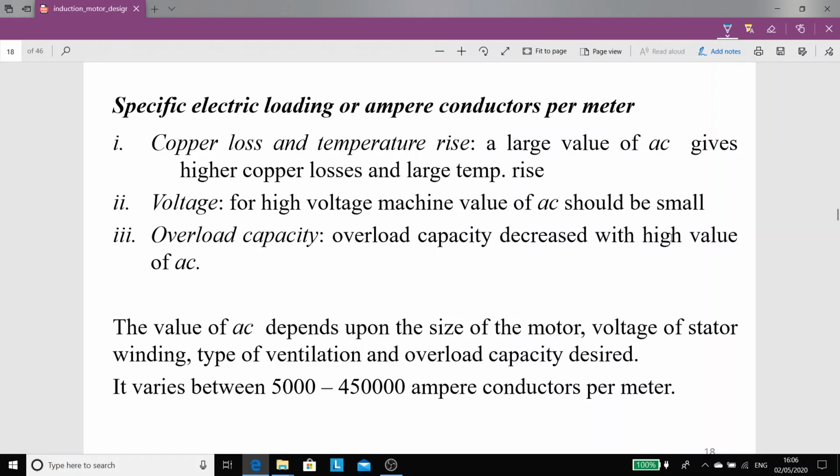In the next video we will see how to separate out these two main dimensions, D and L, from the output equation of the induction motor.